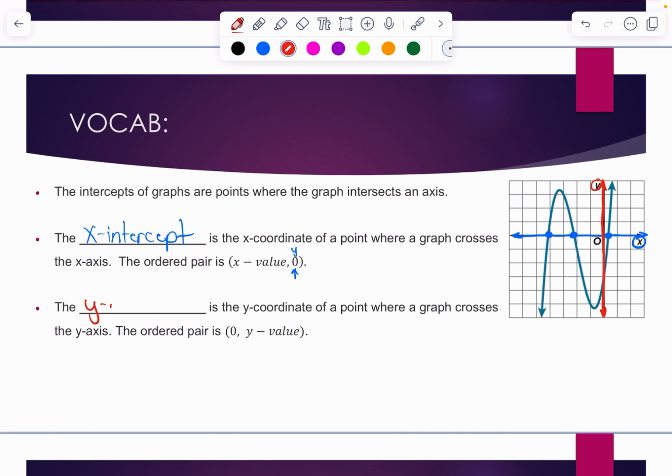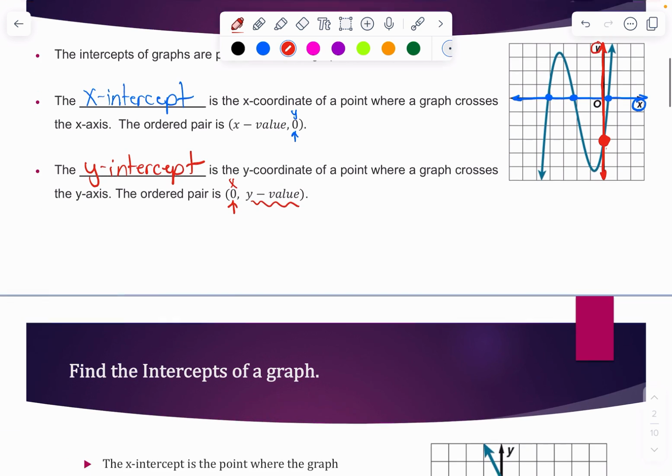The y-intercept is the y-coordinate of a point where a graph crosses the y-axis. So in this graph, it would be this point right here. That's where we're crossing the y-axis. And if I'm on the y-axis, that means I didn't go left or right any, so my x value will be 0. So my ordered pair for a y-intercept will be 0, comma, y, whatever that y value is.